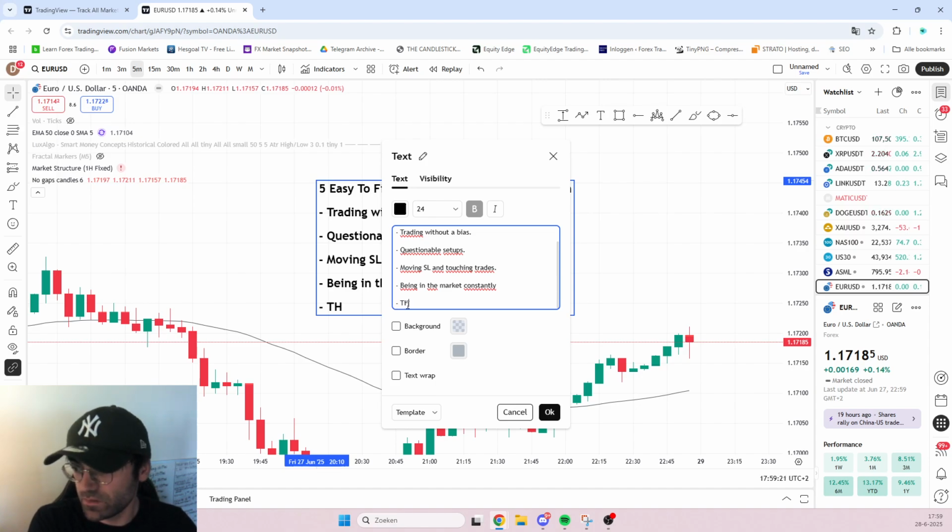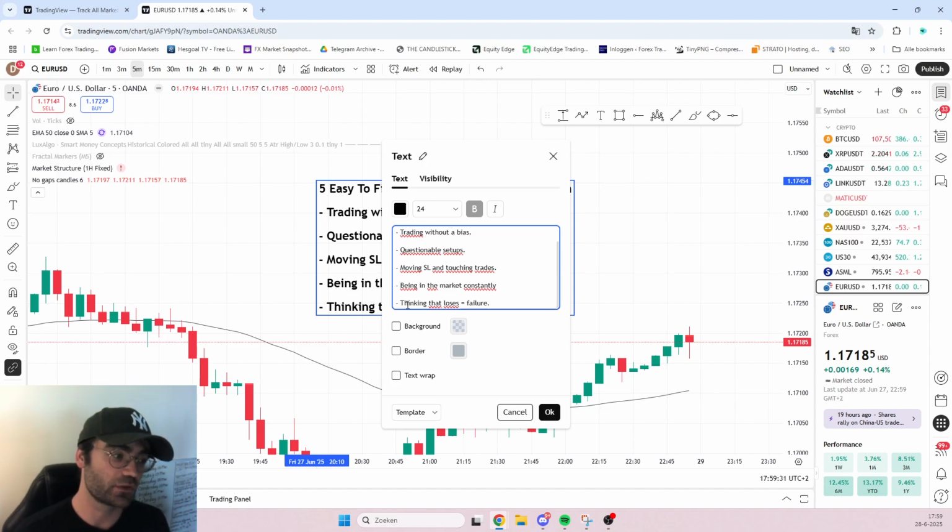Thinking that losses equal failure. As soon as you let your losses really mess with you mentally, then you're in a downward spiral. You might start overtrading and stuff. Just accept the potential of losses. It's just part of the game. Even with a perfect setup, you can get wicked out. The trade can go in the other direction.